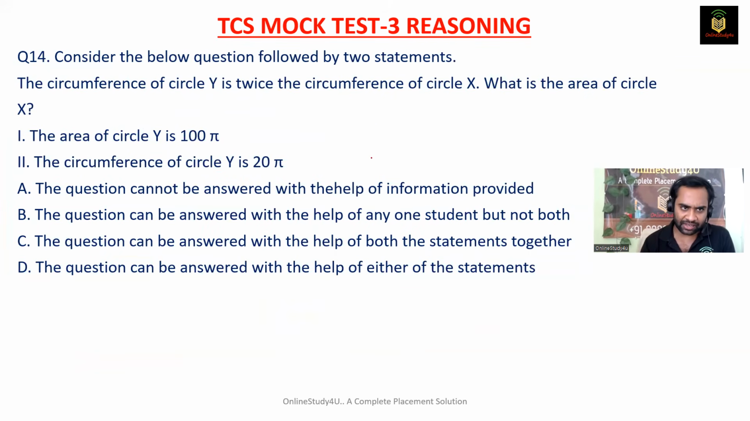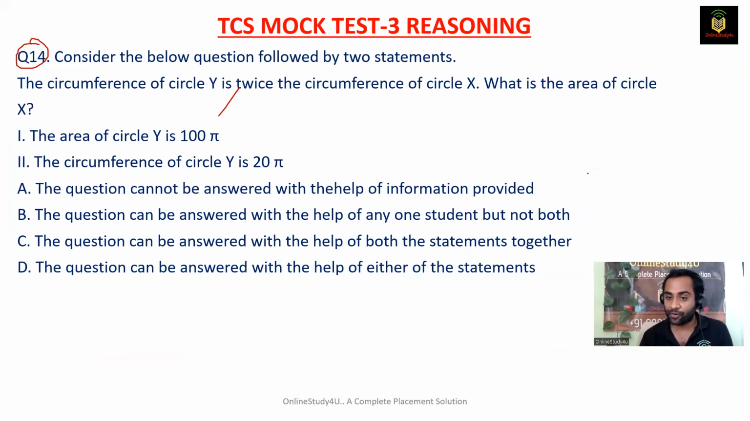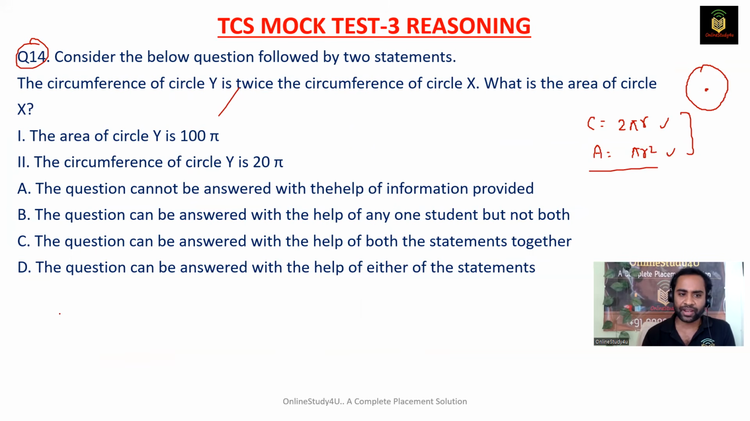Question number 14 is a very good question from data sufficiency. Before I solve, I will tell you the circumference will be 2 pi r. If we talk about a circle, then the circumference formula will be 2 pi r and the area will be pi r square. Now please try to understand carefully. The circumference of circle y is 2 times the circumference of circle x.